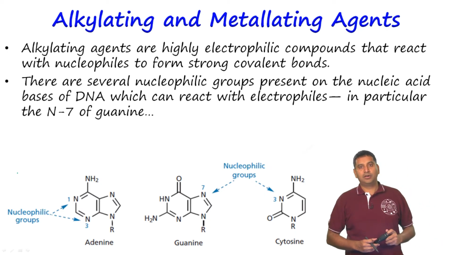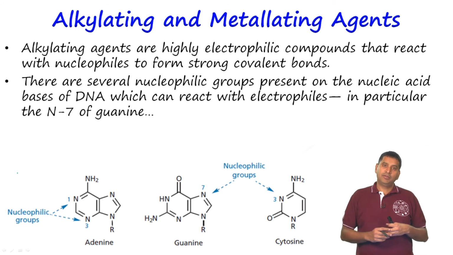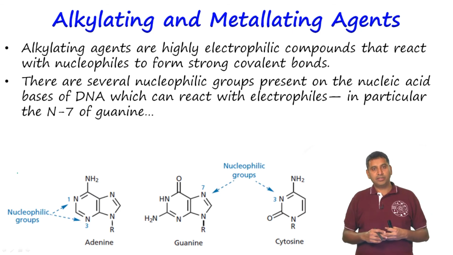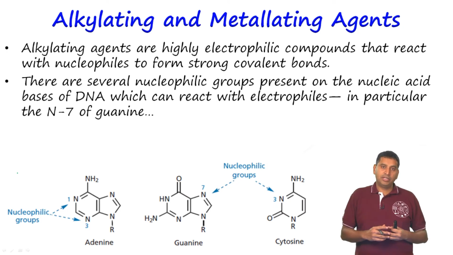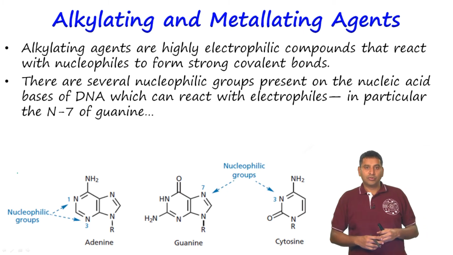Next class of molecules that interact with nucleic acids are alkylating and metallating agents. Alkylating agents, as the name suggests, are highly electrophilic compounds that react with nucleophiles to form strong covalent bonds. We have already studied in a lot of detail nucleophilic reactions in our introductory organic chemistry course, where you have majorly SN1 and SN2 type of reactions. Now, there are several nucleophilic groups present on nucleic acid bases. So, here are some examples.